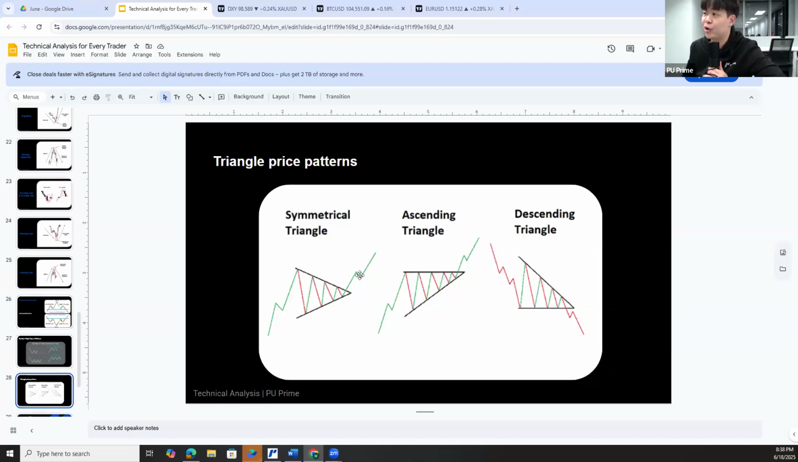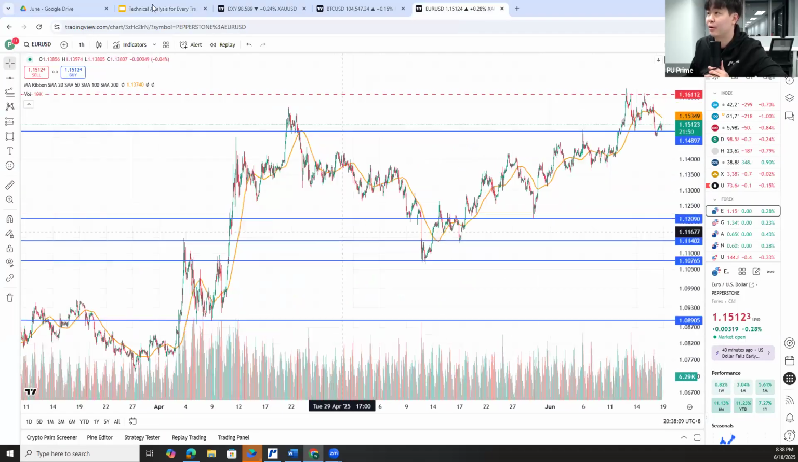And then this is another situation where there is a triangle pattern. When they break out of the triangle pattern, then the chart will continue. All right.